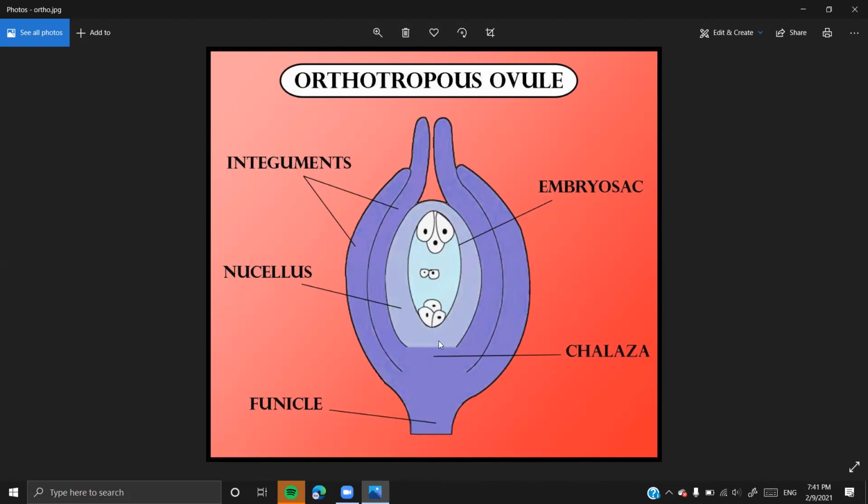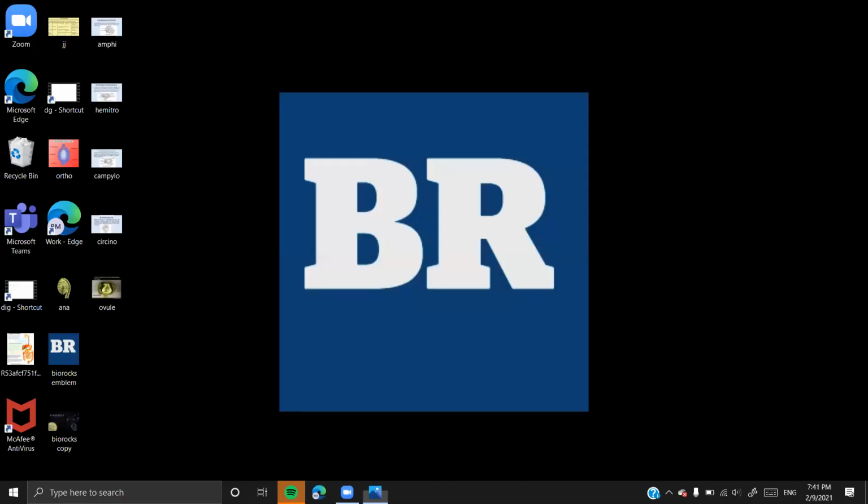The orthotropous ovule is the most primitive ovule, usually seen in Polygonum as well as Piper betel. This is orthotropous. Okay, and the next one that we will be seeing is another one.